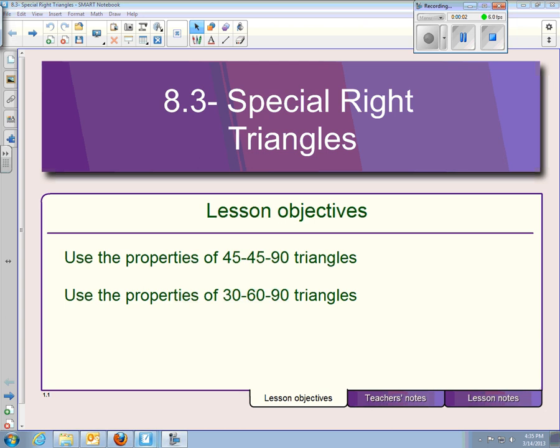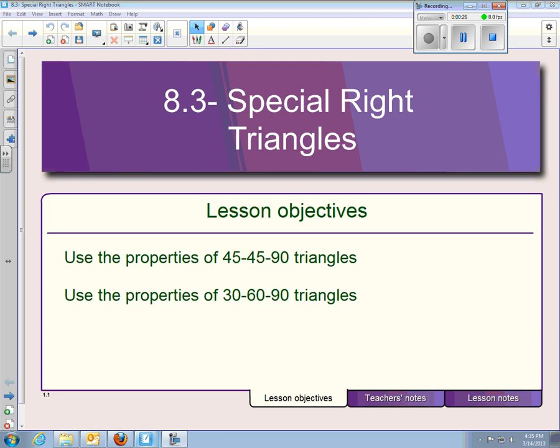Hi class, today we are going to talk about 8.3, which is special right triangles. Chapter 8 is all about right triangles, but we have some specific triangles that we're going to be talking about here for 8.3. Our objectives today: at the end of this video, you should be able to use the properties of 45, 45, 90 triangles and use the properties of 30, 60, 90 triangles.